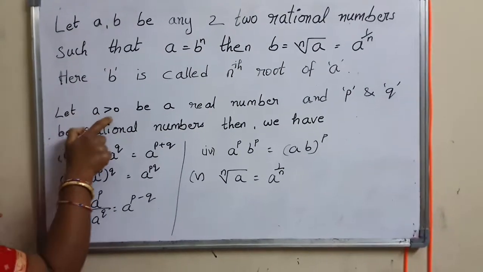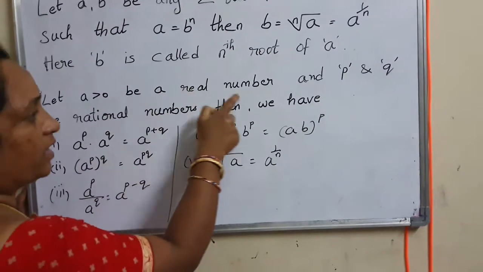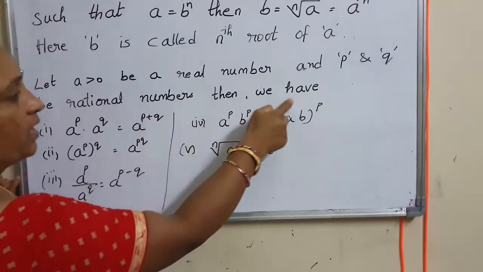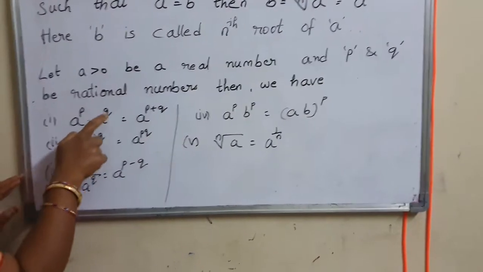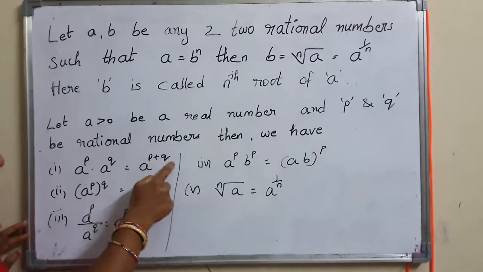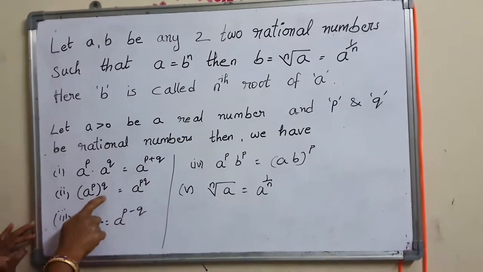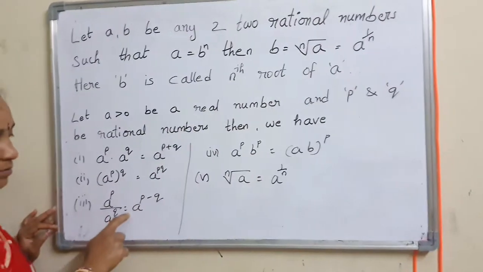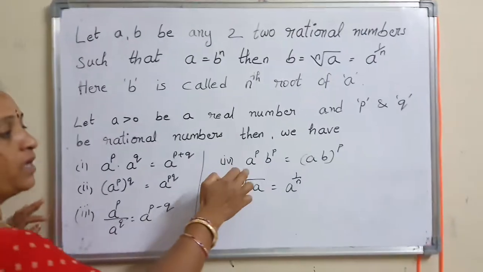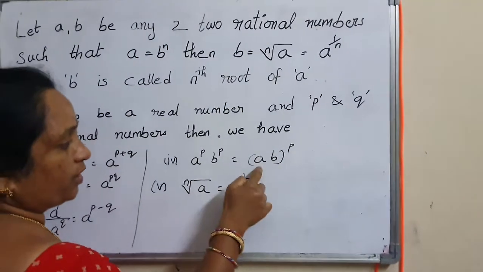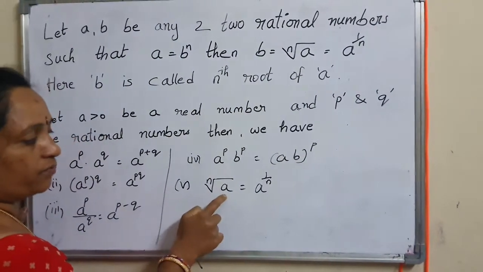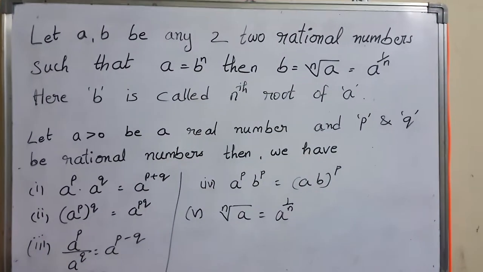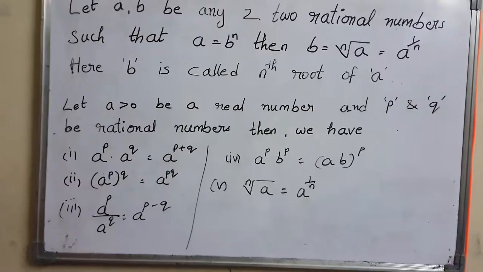So let a greater than 0 be a real number and p and q be rational numbers. Then we have a to the power p into a to the power q is equal to a to the power p plus q. A to the power p whole power q is equal to a power pq. A to the power p by a to the power q is equal to a to the power p minus q. A power p into b power p is equal to ab whole power p. Nth root of a is equal to a to the power 1 by n. So these are the extended laws of exponents.